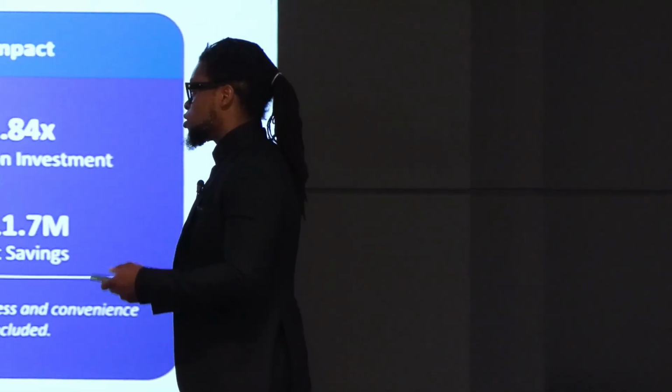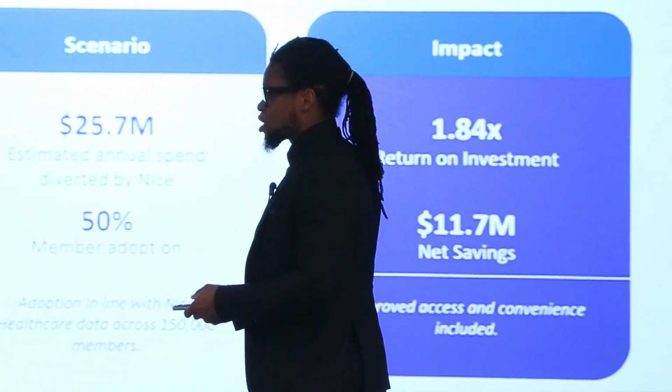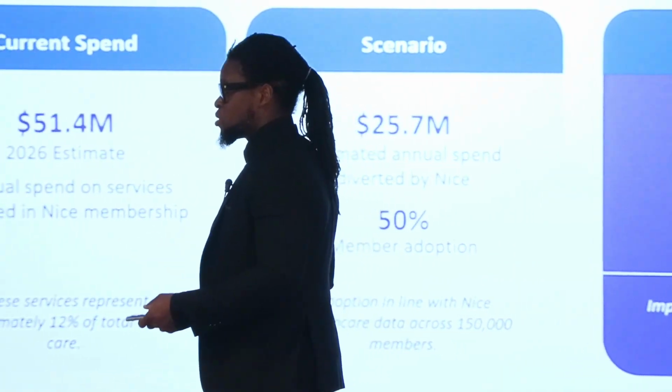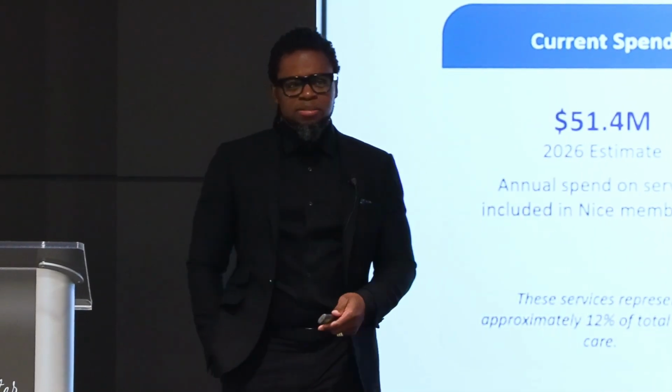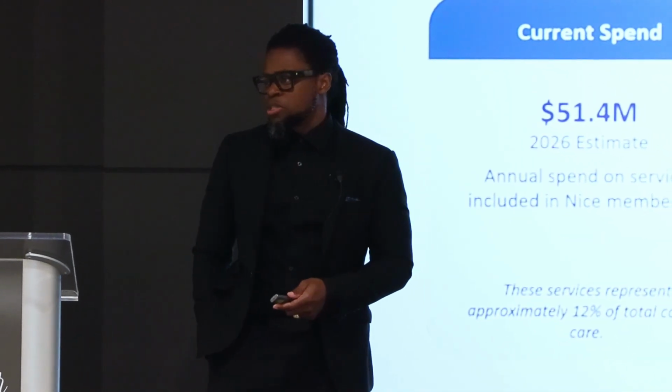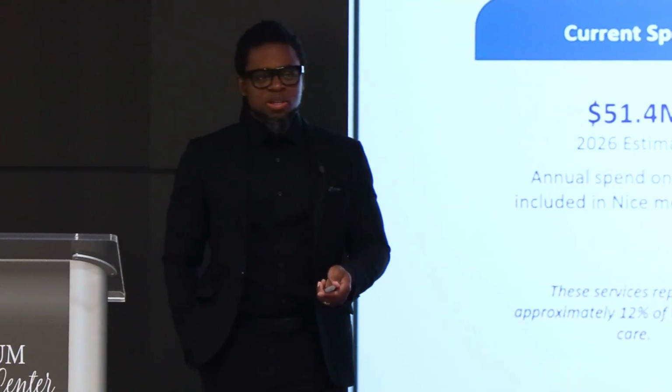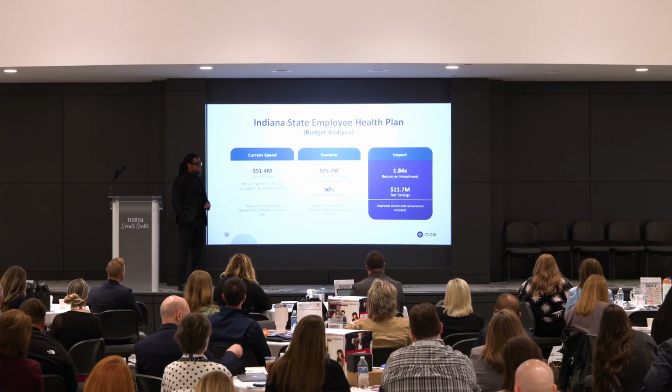So what I did is I focused on the Indiana State Employee Health Plan. I was curious what they spend on healthcare. Based on my Milliman study, they spend almost $52 million on the services Nice Healthcare provides for Indiana state employees who are keeping your state running. I said, okay, if they adopted Nice Healthcare and about half their people used it, which is a little lower than what we'd expect from our normal clients, so pretty conservative, what could they expect to save?